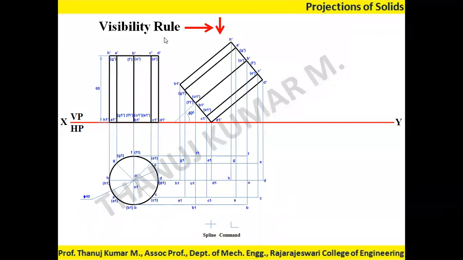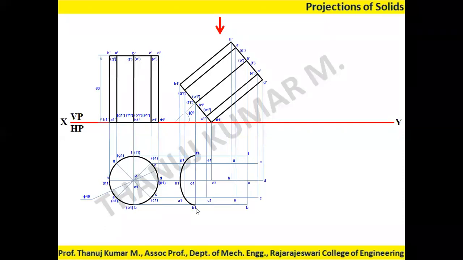Then apply the visibility rule in the top view. That is the first visibility rule you have to apply. What is the first visibility rule? Join the outermost points by visible lines. So let me start with this point, F1, G1, H1, A1, B1. Using French curves, I can take F1, G1, H1. The first three points will be joined.